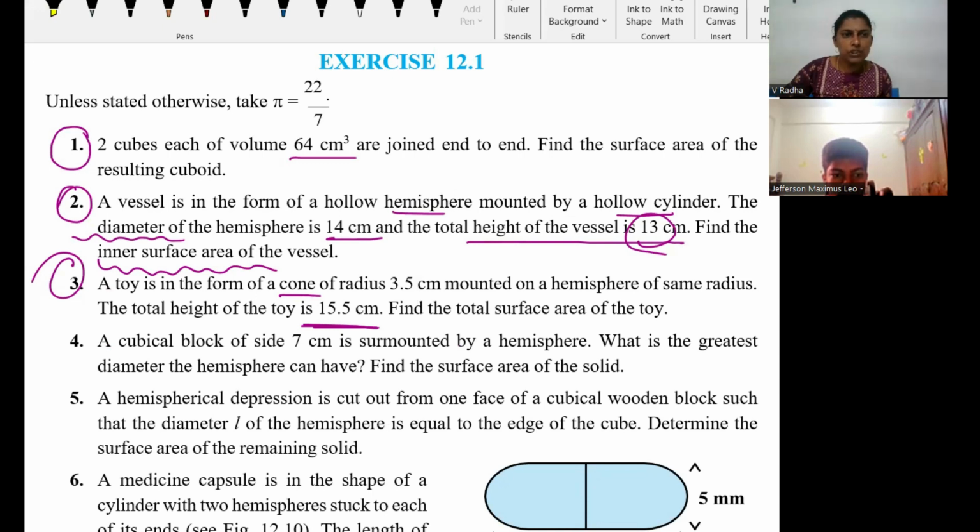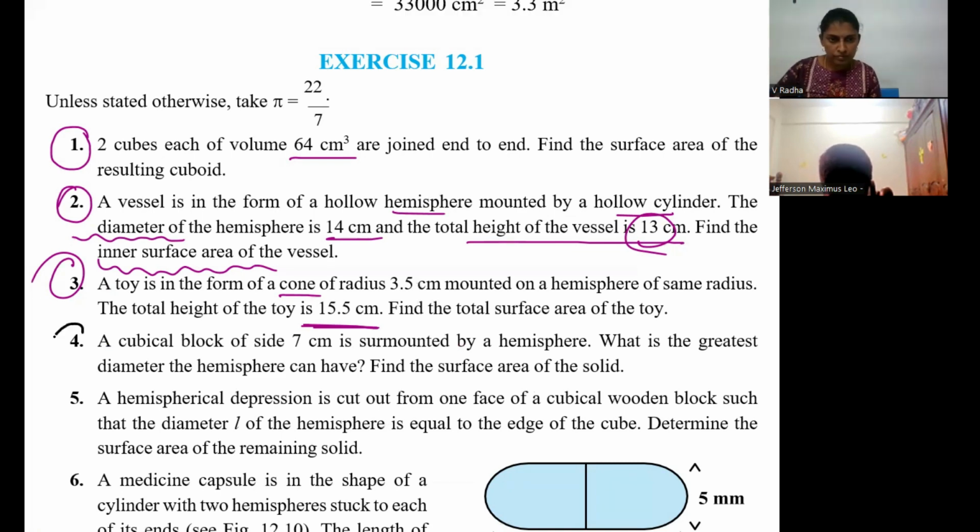Let's read the fourth question now. A cubical block of side 7 cm is surmounted by a hemisphere. What is the greatest diameter the hemisphere can have? Find the surface area of the solid. A cubical block of side 7 cm.